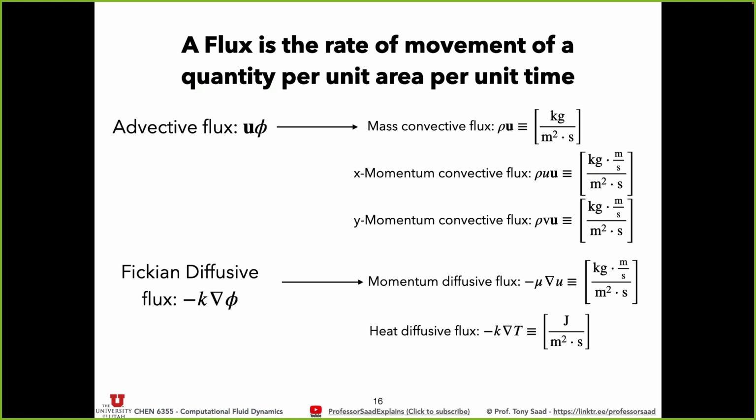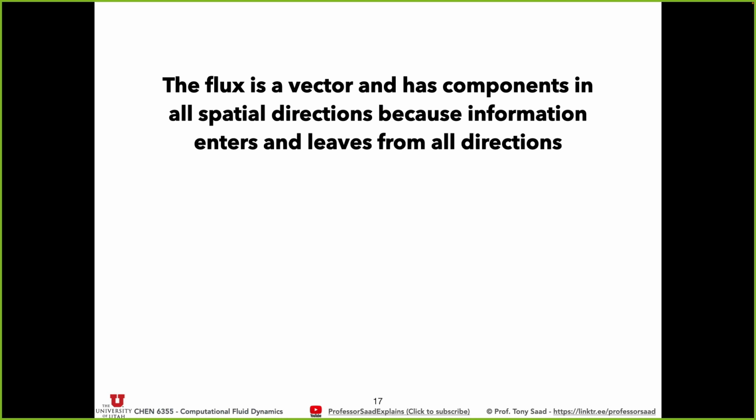Great. Now, as you've seen here, the flux is actually a vector quantity. Rho times vector u is a vector. Rho u times vector u is a vector. Rho v times vector u is a vector. Mu grad u is a vector because grad u is a vector. Grad T is a vector. So all of those are vectors. So in fact, the flux is a vector and has components in all spatial directions. Otherwise, information wouldn't be able to come in from and leave in all directions. So we want the flux to be a vector in all directions, coming in and leaving from all possible directions.